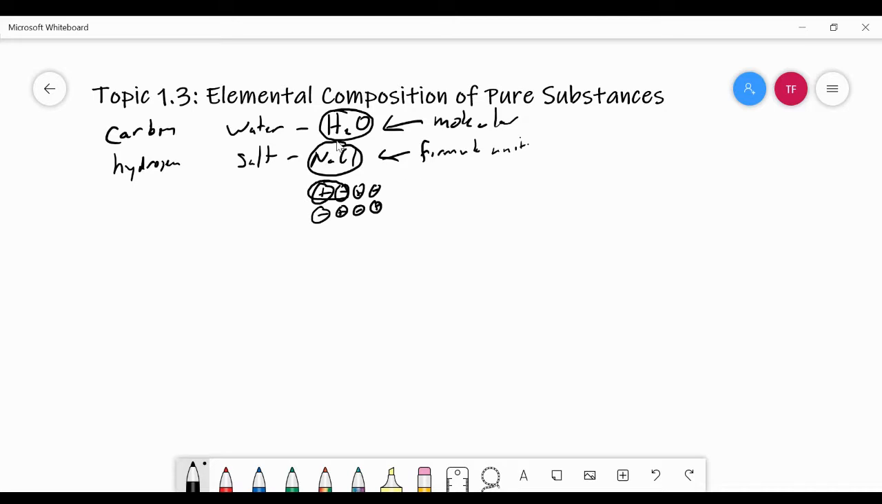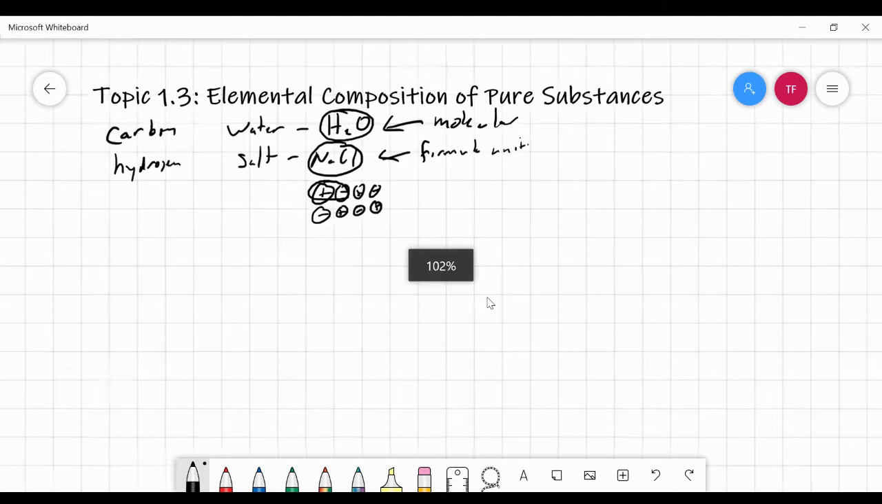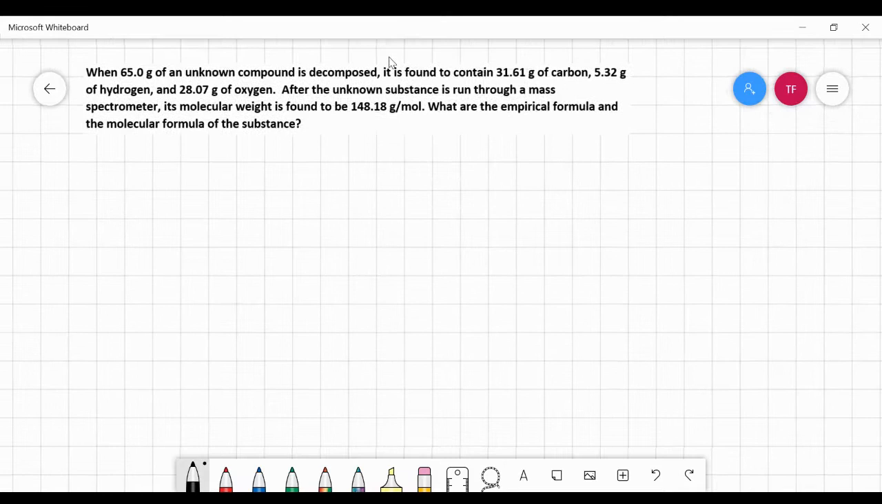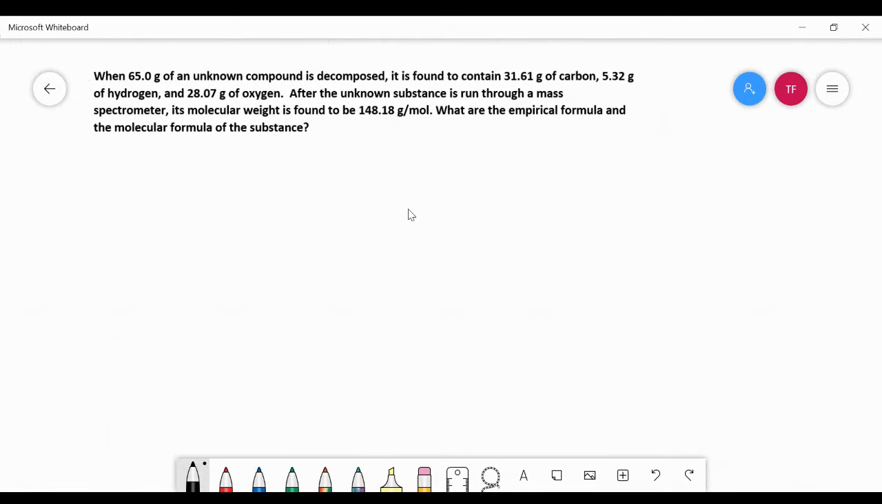In both cases, though, the ratio of the elements in the compound is very important, and it's set. If you change the ratio, you don't have that compound anymore. So we're going to do a problem where we find the formula for an unknown substance using an analytical technique. In this problem, we are going to solve for two different things. We're going to solve for the empirical formula, which just tells you the ratio of the elements in a compound. We're also going to calculate the molecular formula for this substance.